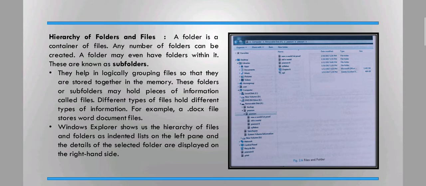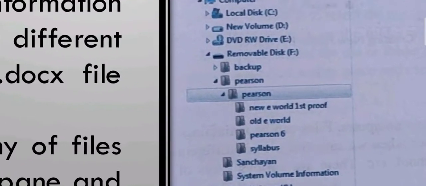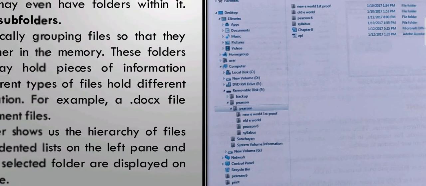Next, Windows Explorer shows us the hierarchy of files and folders as indented list in the left pane, and the details of the selected folder are displayed in the right-hand section. That means here you can see the left panel, person. We click on the person, and then all the folders are shown here. This is called the Windows hierarchy.